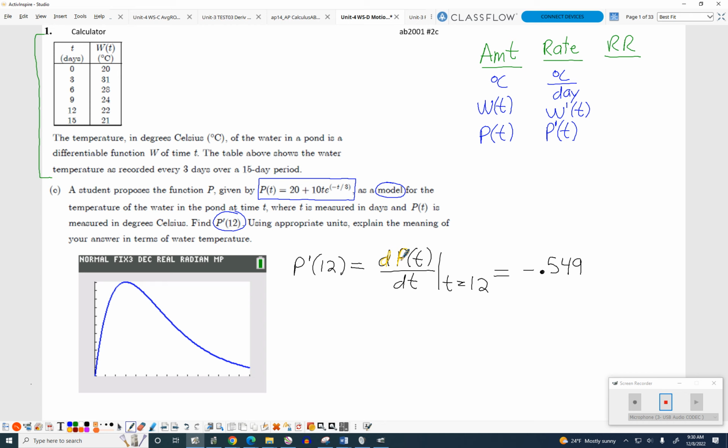So Jacob, what are the units for P? Yep, the units of P are just degrees Celsius. So we have degrees Celsius in the numerator. And then Jacob, what would be the units for dT? Time, which is measured in what for this problem? Days. So that's our correct units. Two for Jacob.